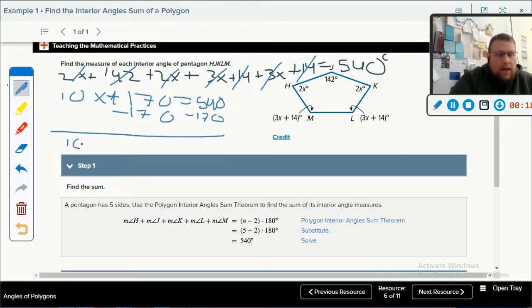I know that 10x equals 370 degrees. Divide both sides by 10. And I get that x equals 37 degrees. We're not done. We just solved for x. Let's go ahead, pause this, write it down because I'm about to erase it.